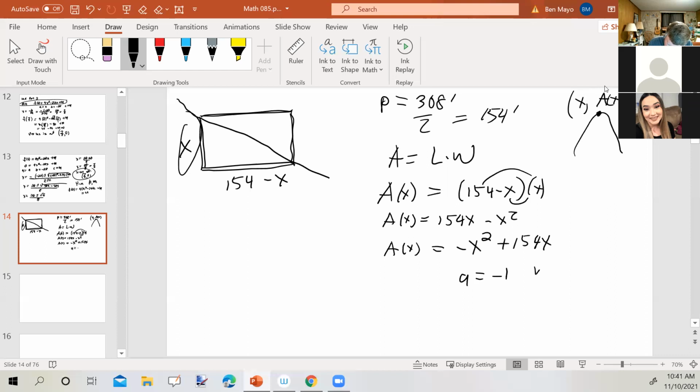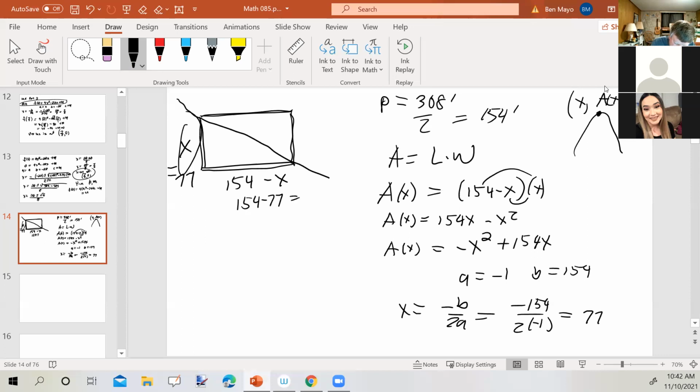So A is -1 and B is 154. X equals negative B over 2A, negative 154 over 2 times -1. Negative divided by negative is positive, and 154 divided by 2 is 77. Okay, so X is 77. 154 minus X would be 77. So the dimensions are 77 feet by 77 feet.